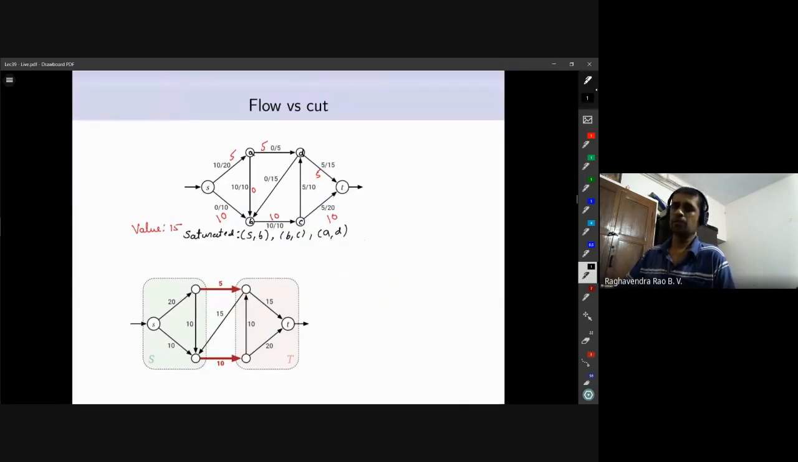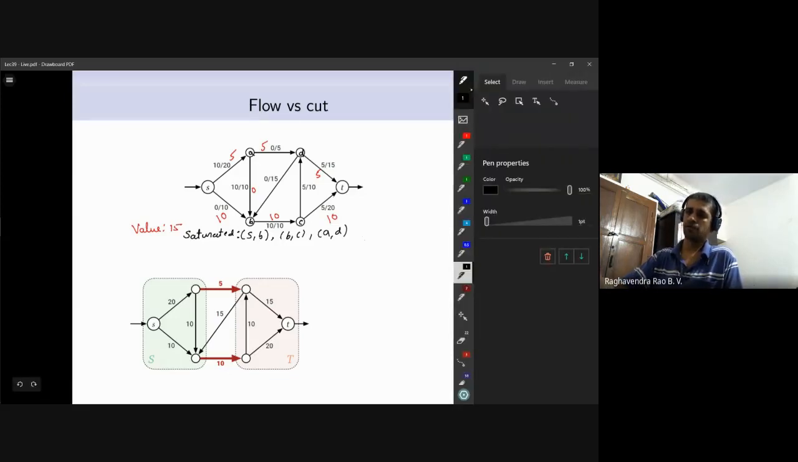So I just put the two pictures together. So this happens to be the minimum cut. You can verify by exploring all possible cuts, that is by exploring all possible sets S and then taking its complement as T. The set S should contain the vertex small s. Then this happens to be the minimum cut, and that happens to be the value of the flow.